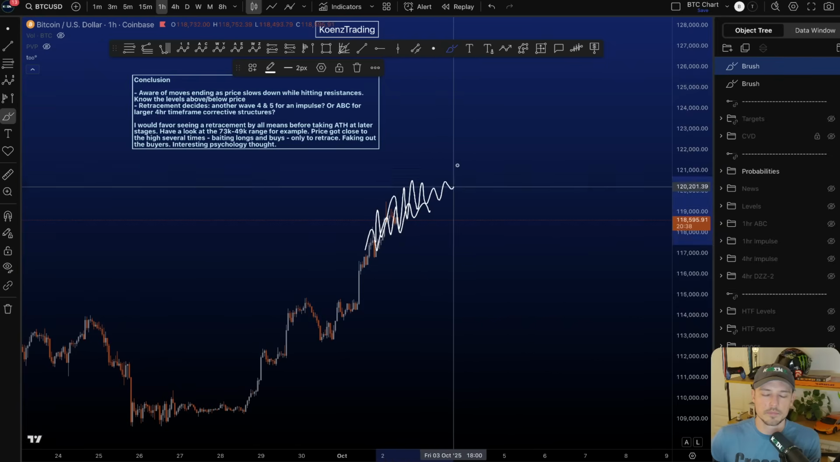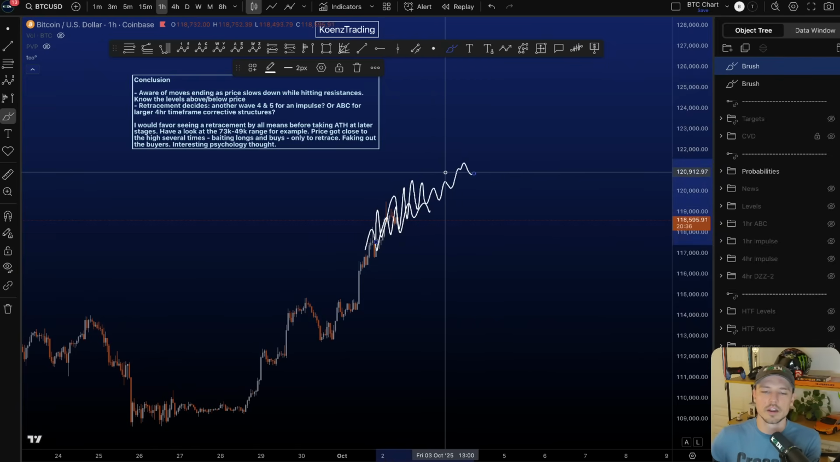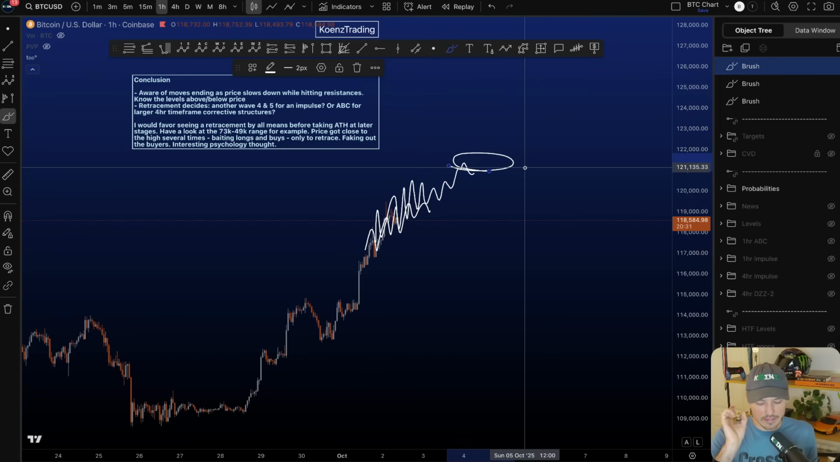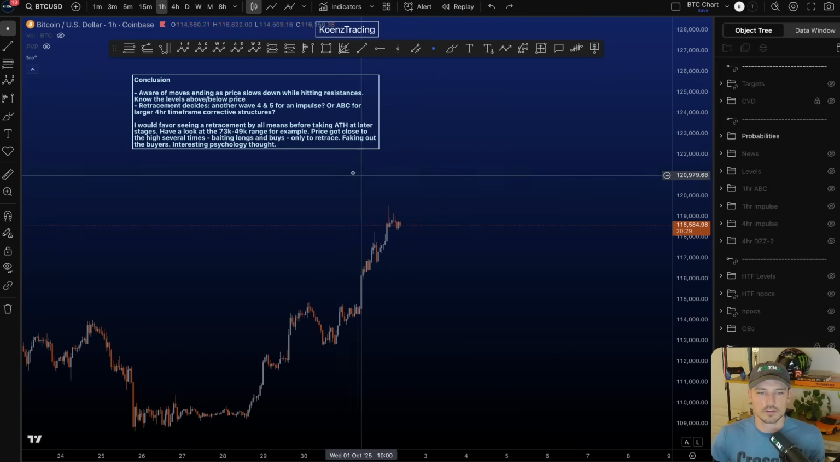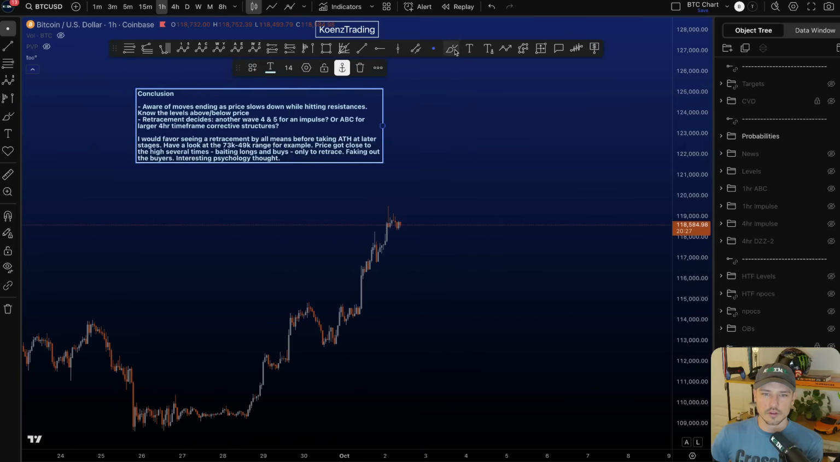So overlap, making a couple more highs, perfectly fine, decreasing volume. Be aware of areas of resistance, as those are going to be the areas where price eventually turns around. So looking for price to slow down, know the levels above and below price, areas of resistance, support.